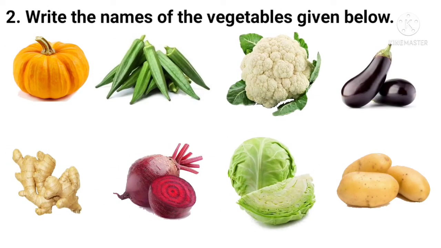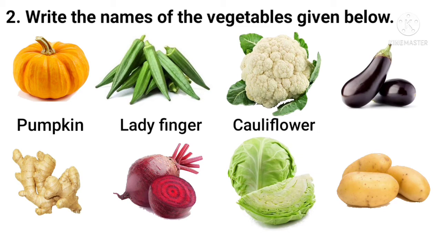Question number 2. Write the names of the vegetables given below. And the first picture is pumpkin. Next, ladyfinger. What is the third picture? Yes, it's cauliflower. The fourth one is brinjal.